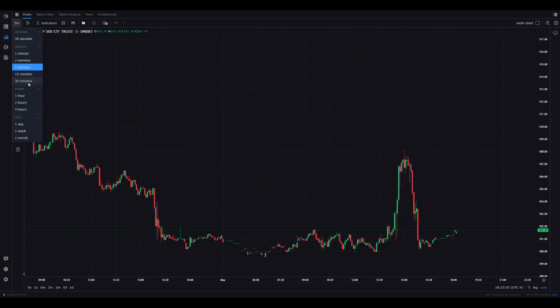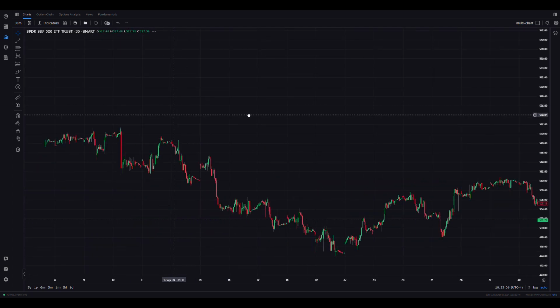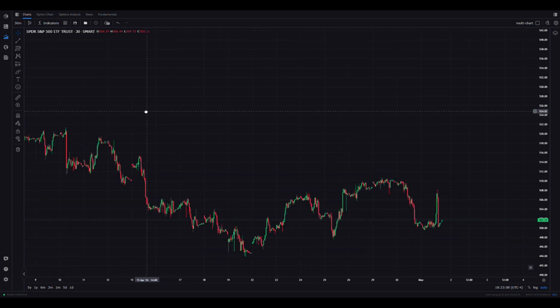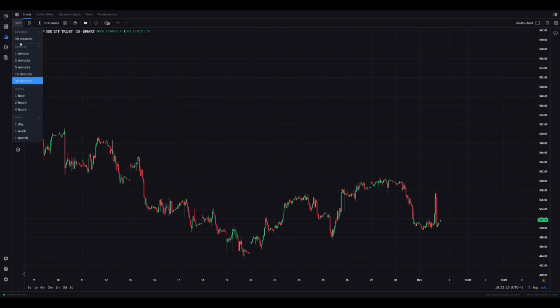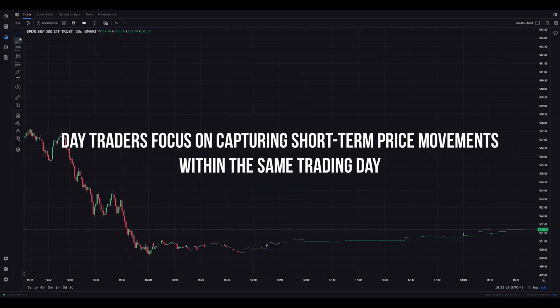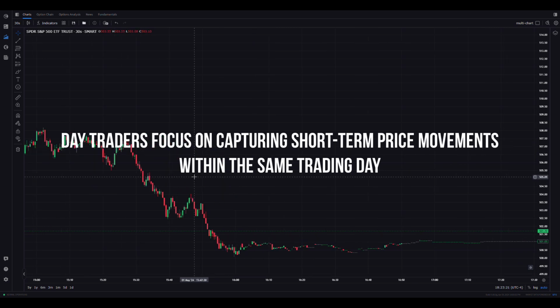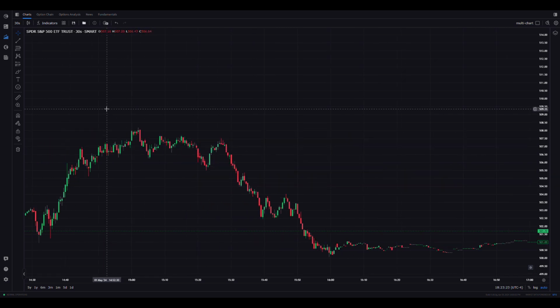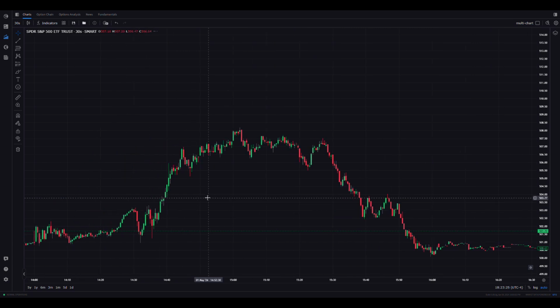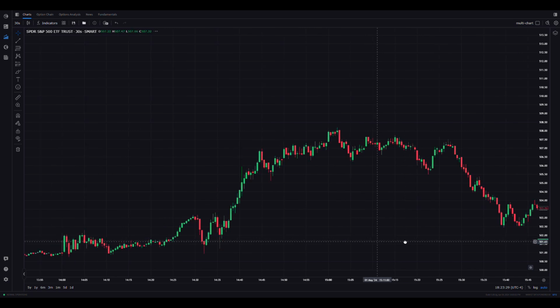These timeframes offer a rough view of intraday price action and allow traders to analyze market dynamics on a minute-to-minute or bar-by-bar basis. Day traders focus on capturing short-term price movements within the same trading day. They rely on short-term timeframes to identify intraday trends, momentum shifts, and trading opportunities. Day traders aim to profit from fluctuations in asset prices by entering and exiting positions multiple times throughout the day.